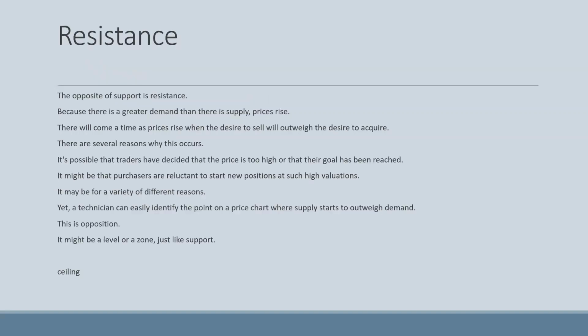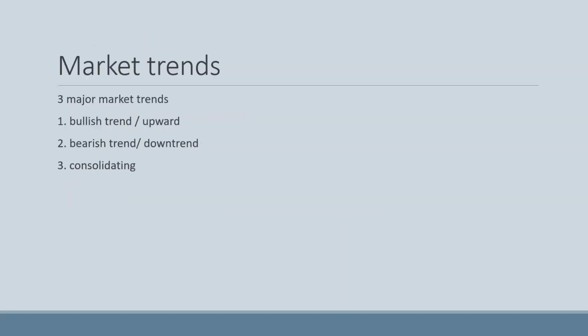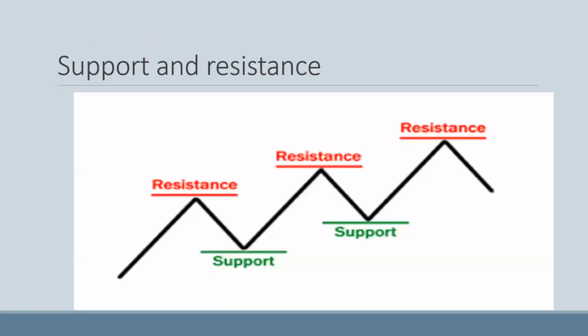Now, resistance is the opposite of support. I'll come back to all this big story. Resistance is that point in the market where the sellers are ready to sell. There is more desire to sell. People usually refer to resistance as the ceiling, while support is the floor. Resistance is the ceiling, while support is the floor.